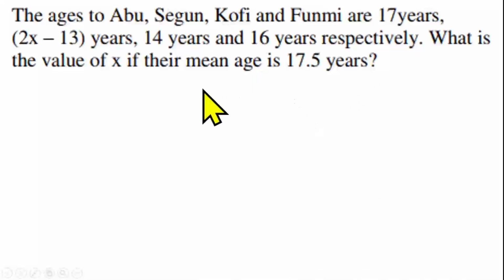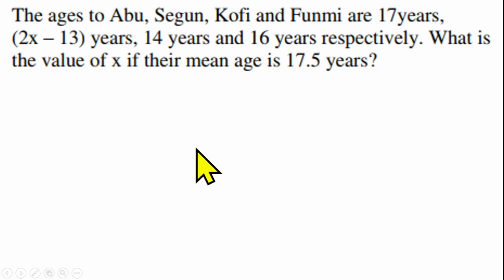More so, we can be given the question in a word problem form. The ages of Abu, Shegun, Kofi, and Fumi are 17 years, 2x minus 13 years, 14 years, and 16 years respectively. What is the value of x if the mean age is 17.5? So in this case, you are trying to find the value of x given the age of each of the 4 persons mentioned here, and you have been given the value of the mean of their age already at 17.5.